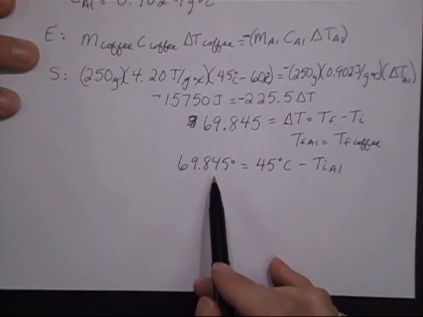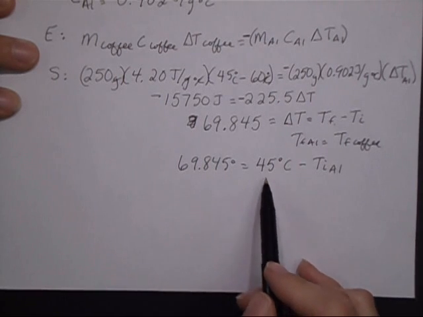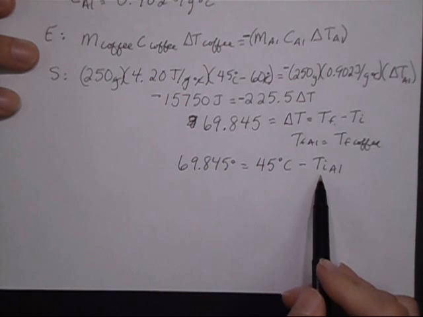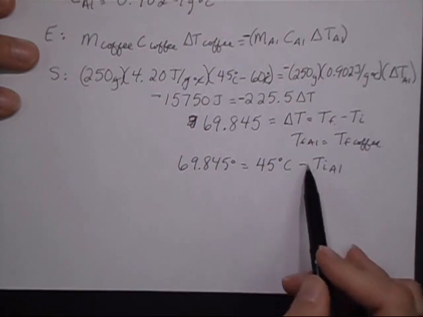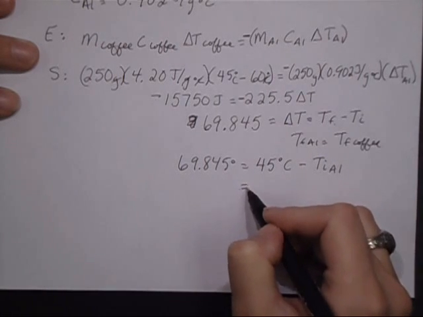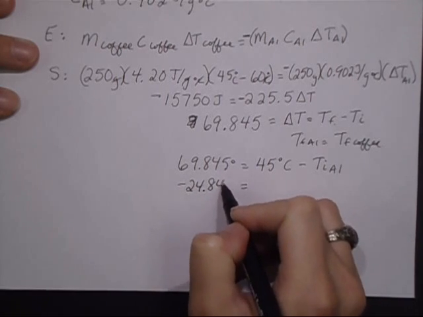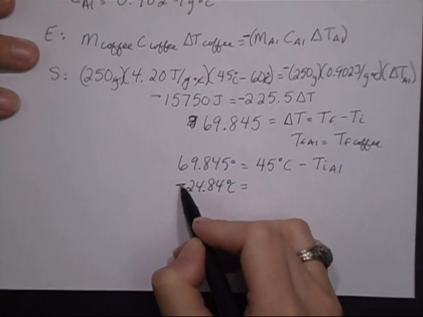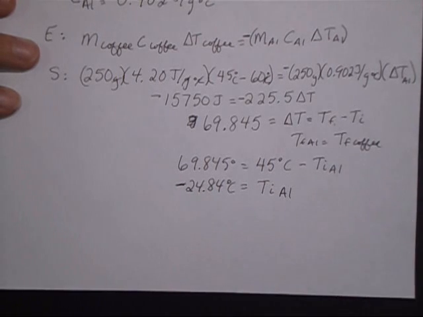As we solve, essentially we have to move all the minus signs and plus signs around to get this by itself in the positive form. So as we solve for T initial, we end up with negative 24.84 degrees C as the initial temperature for the aluminum. So that was one cold block.